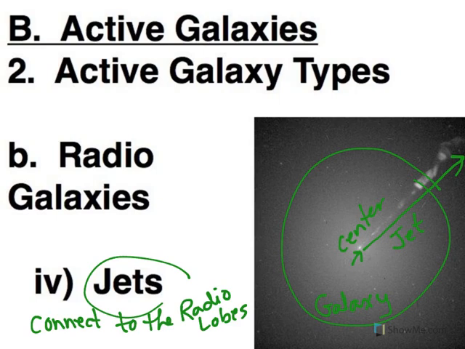So now we've got all of these bizarre objects, quasars, Seyfert galaxies, radio galaxies, all with strange characteristics. Well, it turns out that all of this can be explained with one phenomenon, and you'll find out the answer to that in the next tutorial.